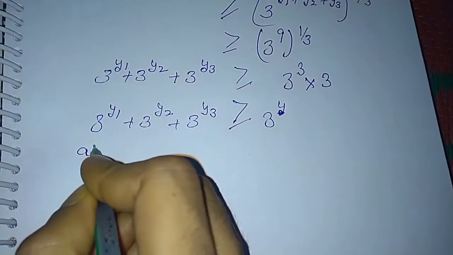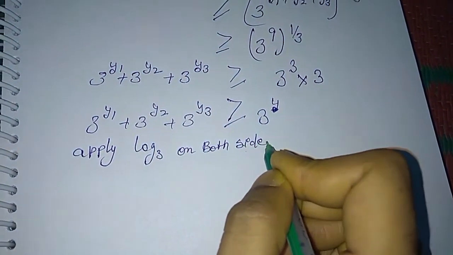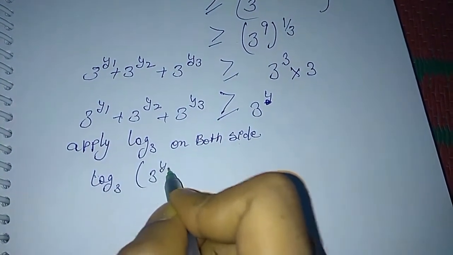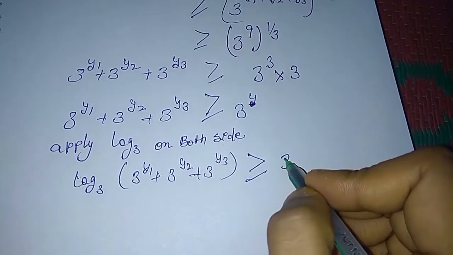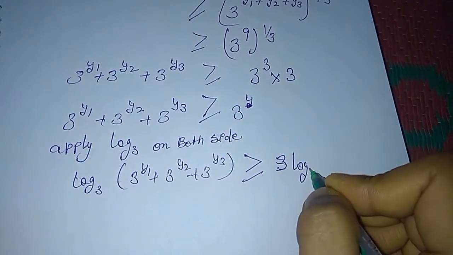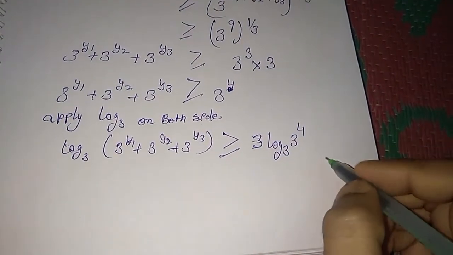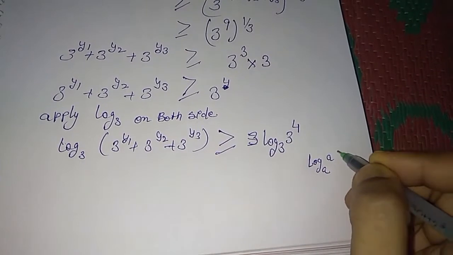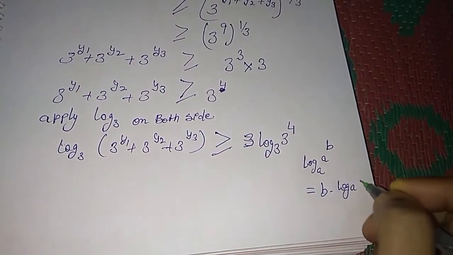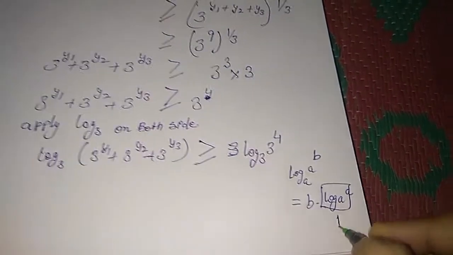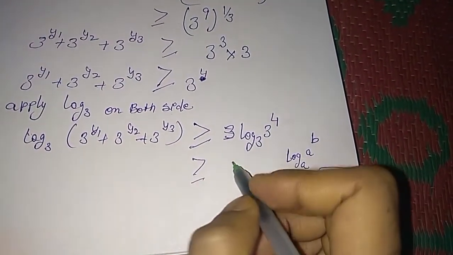Okay, so applying log base 3 on both sides, so log base 3 of 3^y1 plus 3^y2 plus 3^y3 will be greater than or equal to log base 3 raised to the power 4. Now we know the property of log: if we have log base a of a to the power b, the answer will come as b into log base a of a, which results in 1, so we will get b only. So here we will get 4 only.